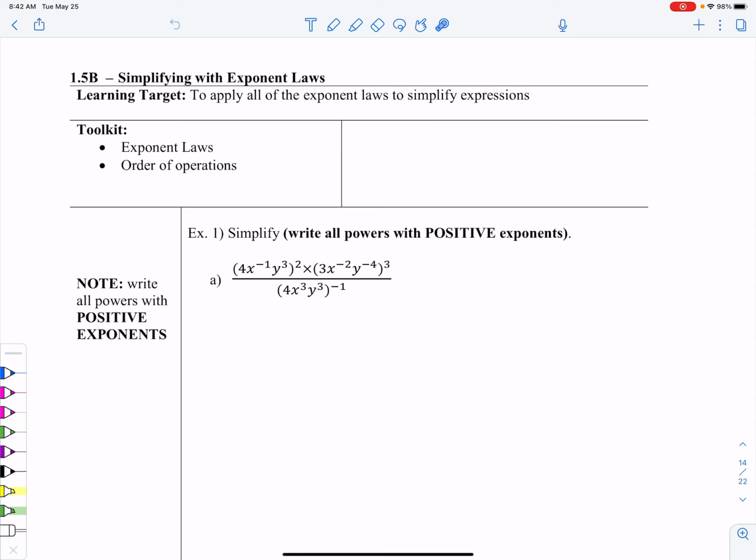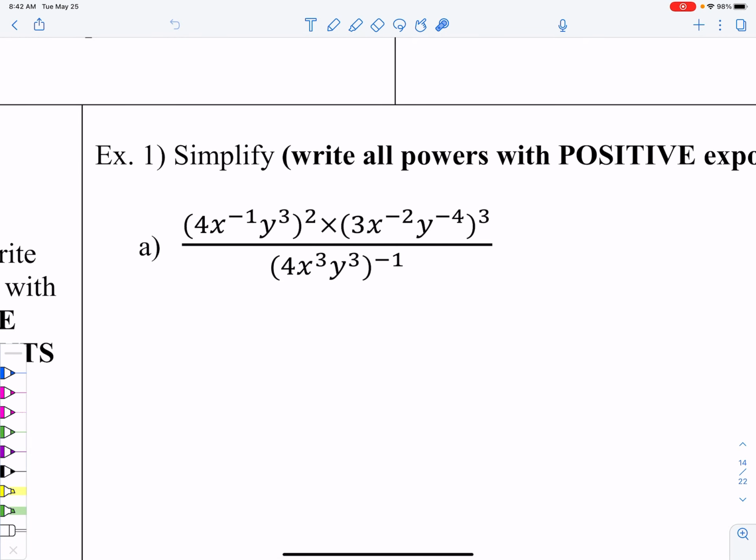So the first thing that we're going to do, make this a bit bigger, is we're going to get rid of any brackets. So any exponent that's outside of our brackets gets multiplied inside the brackets, and that's our first step. So for our first bracket, we have a 2, so this 2 is going to go on the 4, the x, and the y. So here we get 4 squared. We have x to the minus 1 times 2, so we get x to the minus 2. Then we have y to the 3 times 2 becomes y to the 6. This x in between just means multiply, so these brackets are multiplying each other.